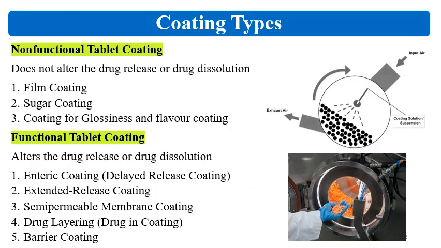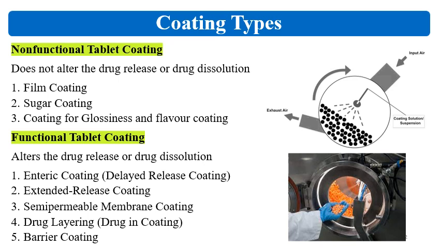Mainly the coating for tablets and pellets is divided into two types based on the function of the coat and based on the solvent system utilized for performing the coating. Non-functional coating and functional coating, these are the two types based on function. And function means the effect of coating on the drug release and dissolution.